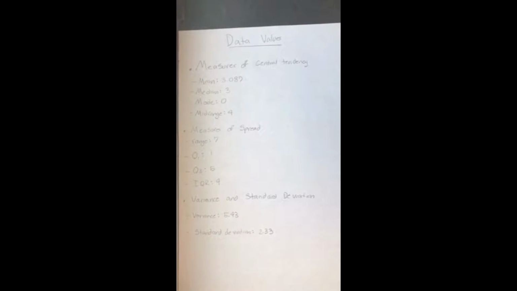For the measures of central tendency, we first found the mean, which is adding up all the values and then dividing by the amount of values. And for that, we got 3.07. For median, it's just finding the middle value within the data set. And for that, we got 3. For mode, you find that through finding the value that occurs the most. And for that, it was 0.